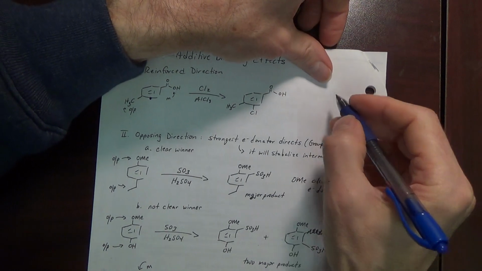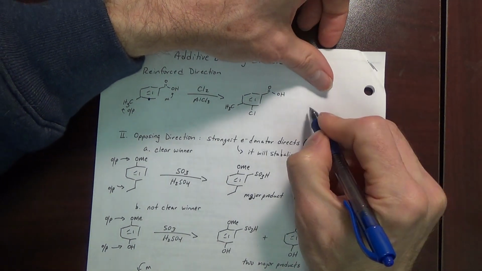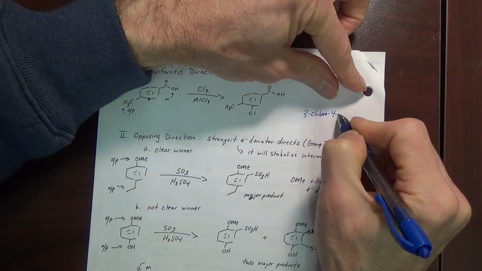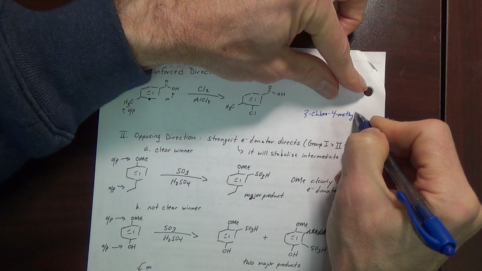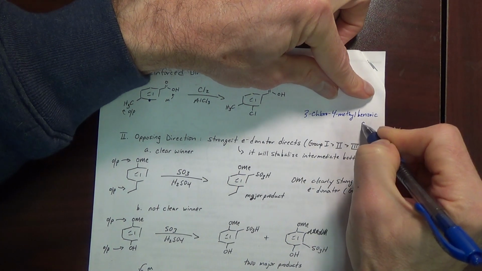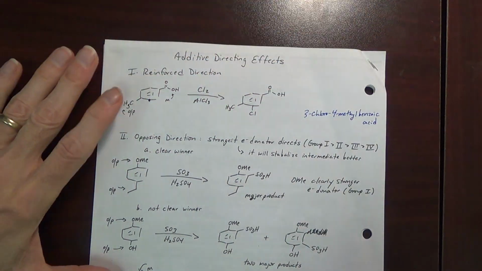And if you wanted to practice some nomenclature, I would call this 3-chloro-4-methyl, that's one word, benzoic acid. One word, acid, two words.